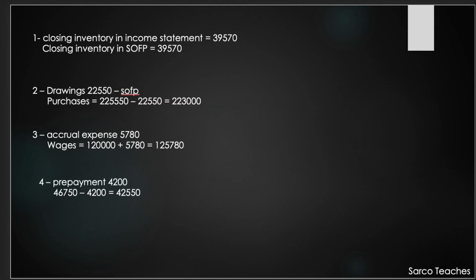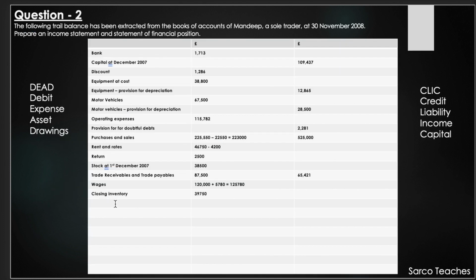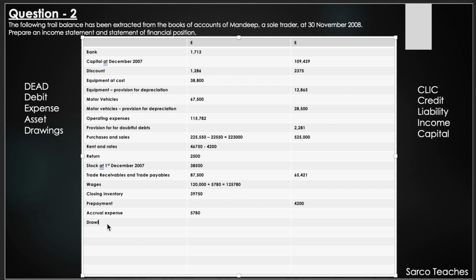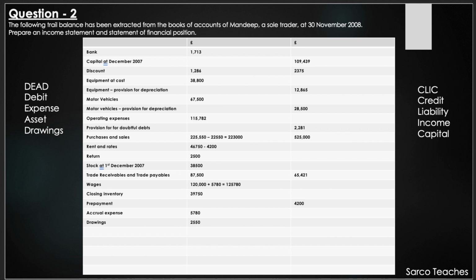There's a thing I haven't done that I hope you've picked up on. Basically, I haven't added the accrued expense, drawings, and prepayment onto my trial balance. Without them on my trial balance, I will just get confused when transferring my figures into the statements. The prepayment is an income, so it will go onto the credit side. And the accrued expense is an expense, so it will go onto the debit side. Drawings is just drawings, and the click tells us that drawings goes into the debit side.